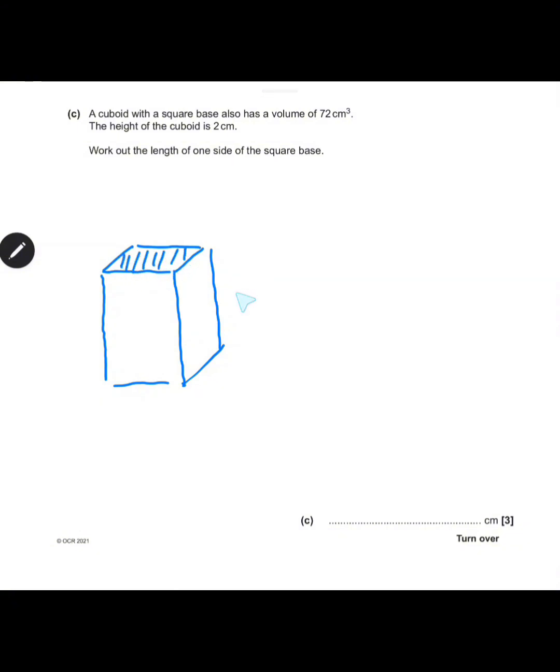And what we know is the height of this cuboid is 2 centimeters. And we're asked to find one of these lengths here. Well, the volume is given as 72. And if someone's worked out the volume, we can undo that by dividing by the height. So 72 divided by 2 is 36.